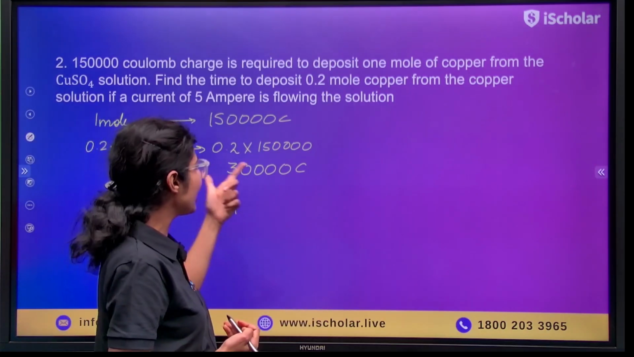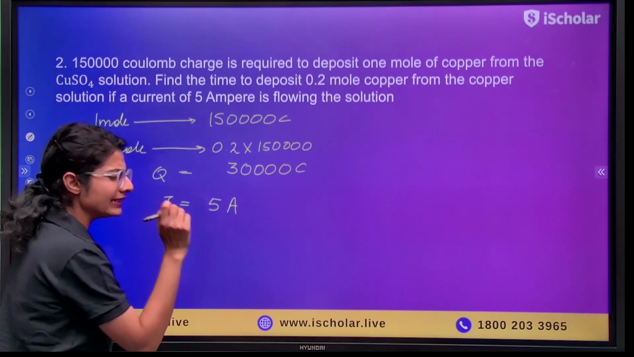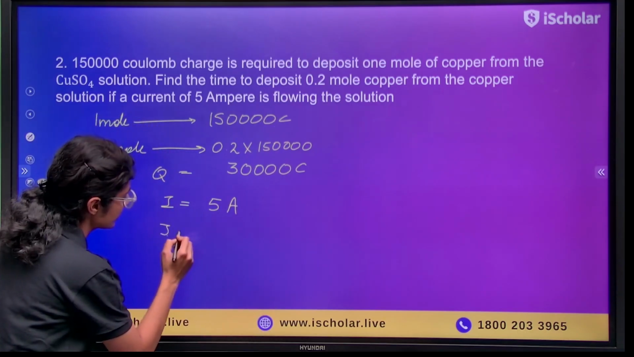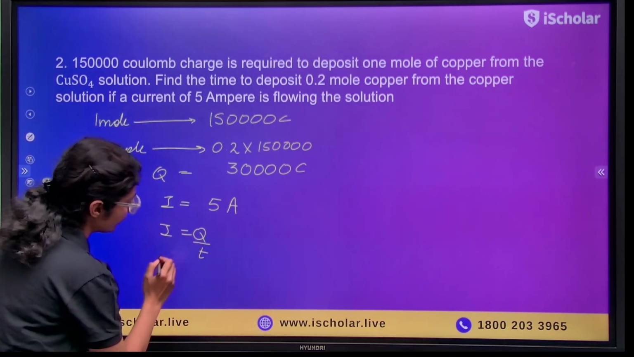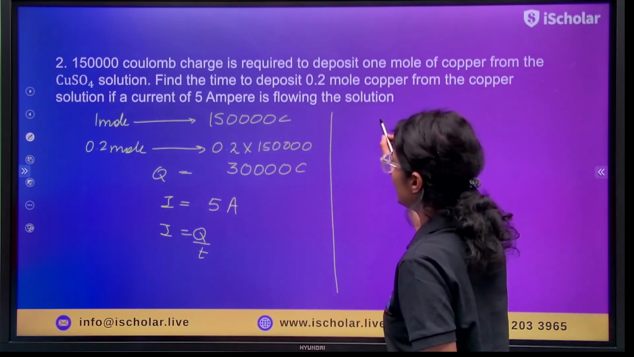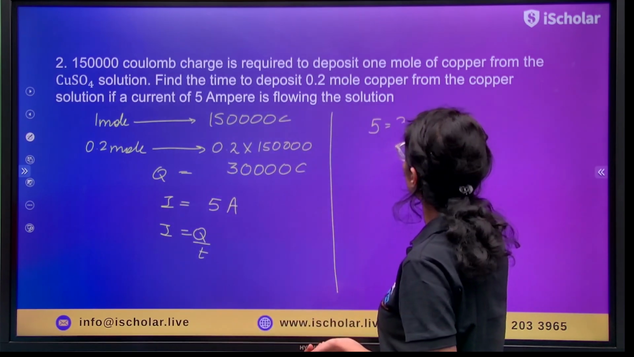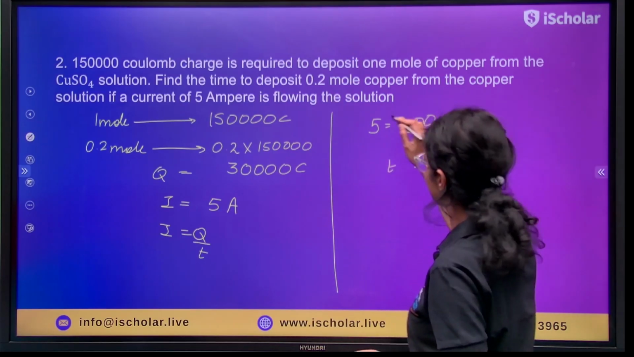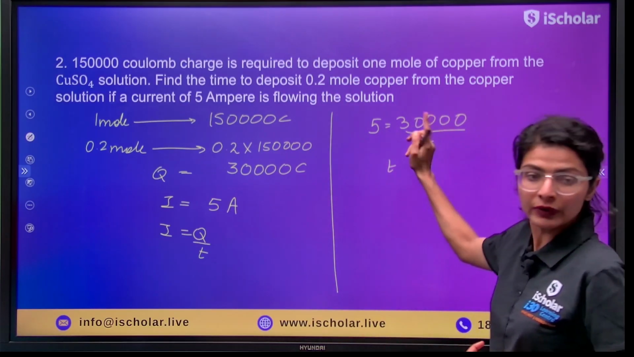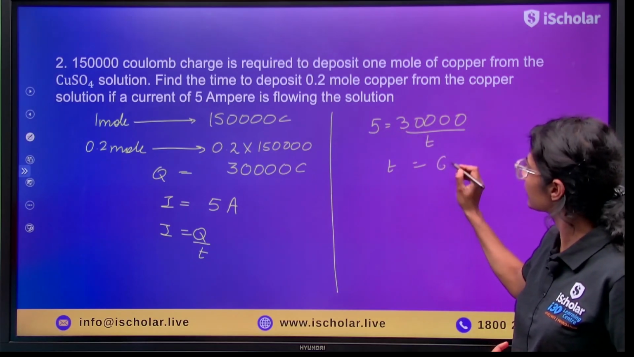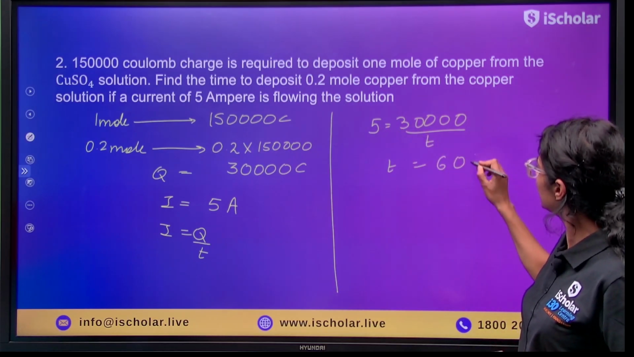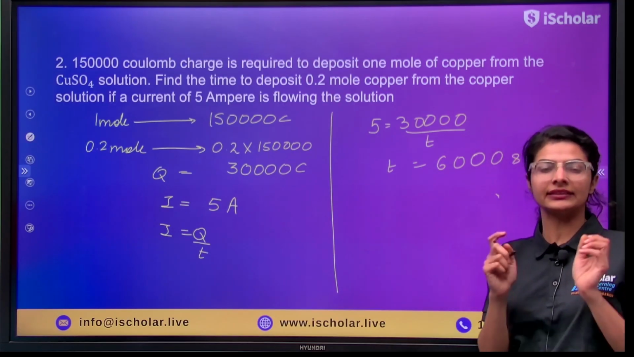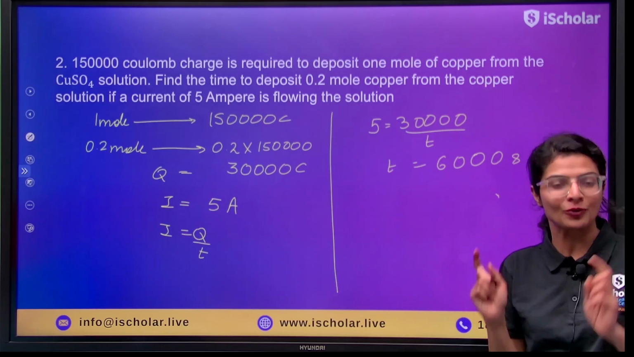Clear? Now current value is clearly given to you, that is 5 ampere. Charge is given to you as 30,000 coulomb. You can easily calculate the value of T from this, which is asked in the question. You will write current is equal to charge per unit time. Current value is 5, equal to the charge value 30,000 divided by time. So from here you can get the value of T as 6,000 seconds. I hope it is clear to you. Again, the tip: do mention the unit along with it.